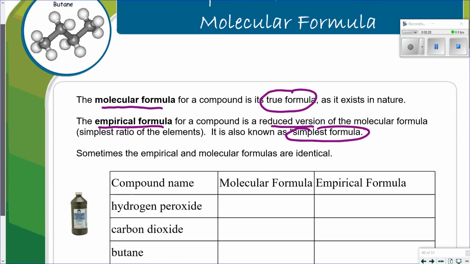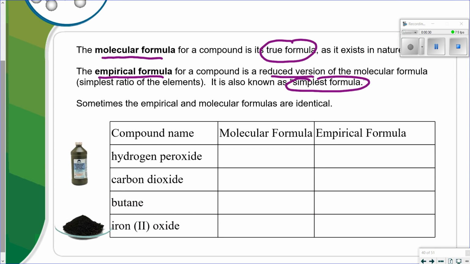Sometimes the empirical and the molecular formulas are identical. So if you look at the molecular formula of hydrogen peroxide, it's H2O2. That's its actual formula as it appears. But the empirical is the reduced form, HO, because the 2 is reduced down to H and O, simplest ratio. Carbon dioxide is CO2.